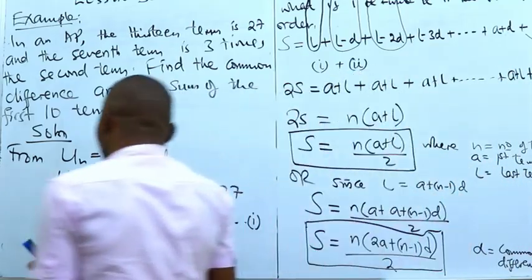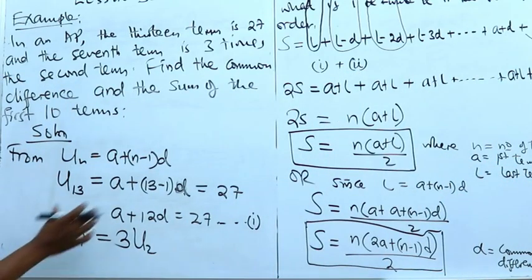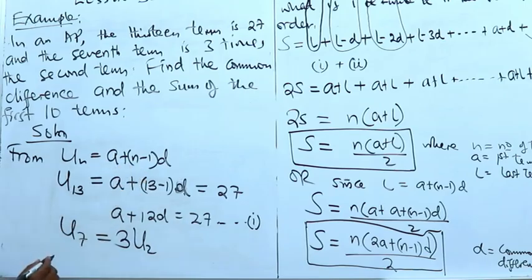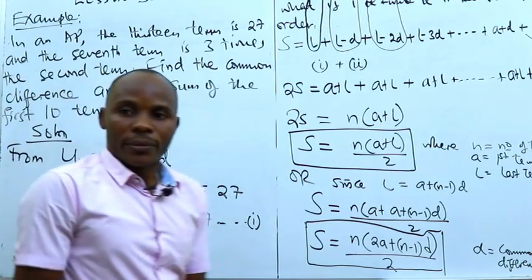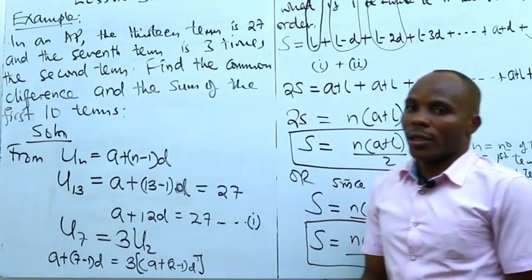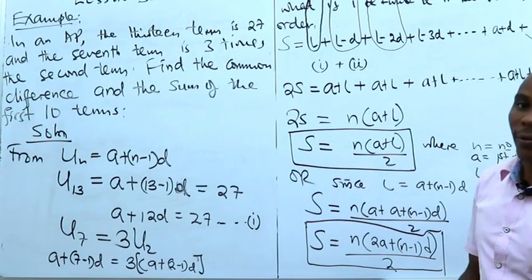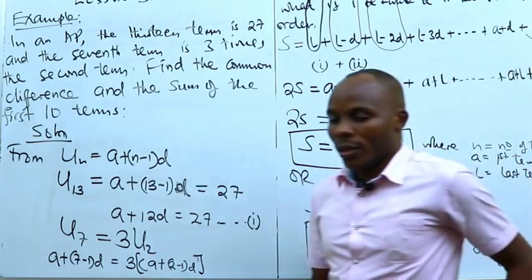Now, our U7, using this, we are going to have A plus 7 minus 1 into D is equal to 3 into A plus 2 minus 1 into D. So, ladies and gentlemen, we are going to pick it up from there in our next lesson.